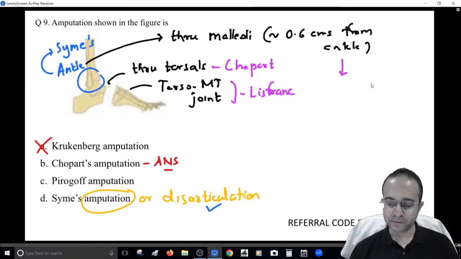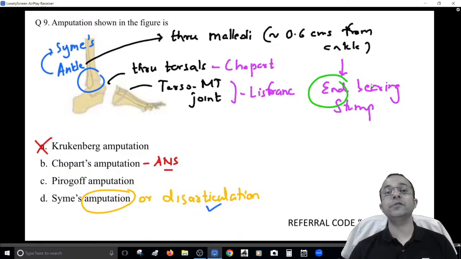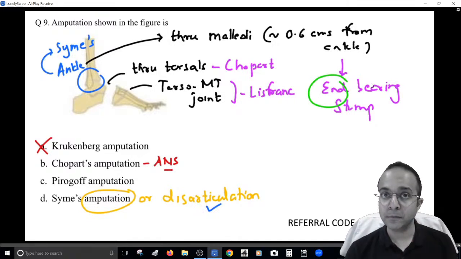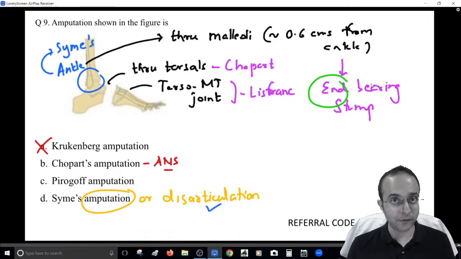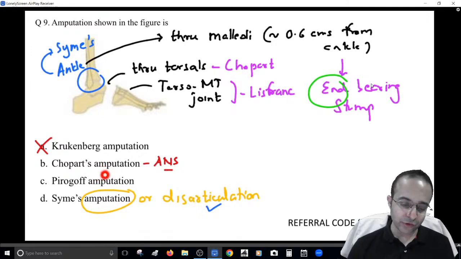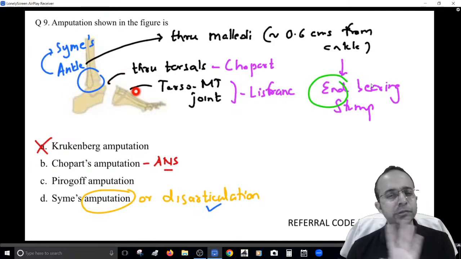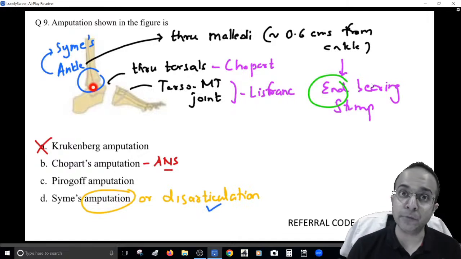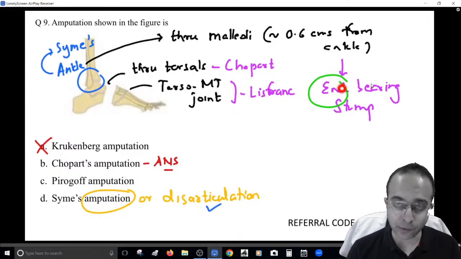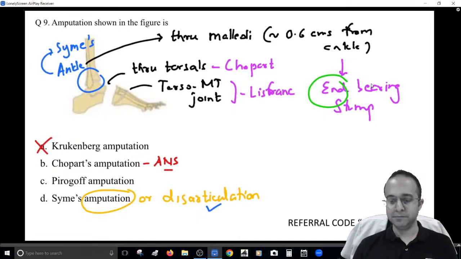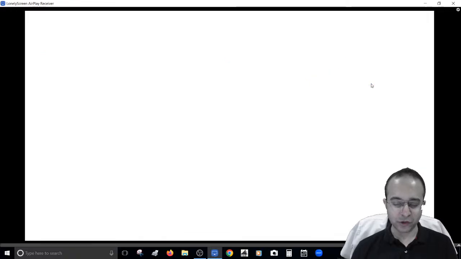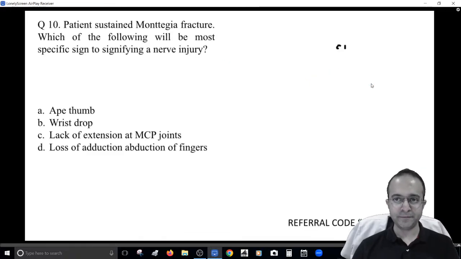Syme's is an amputation that gives you an end-bearing stump. End-bearing means weight-bearing. So this is an amputation over which someone can straight away bear weight. Now, although in amputation the idea is bone preservation, that you would do these amputations and preserve more bone rather than going through the ankle, many surgeons negate other amputations. They straight away go with Syme's at times, explaining to the patient these advantages like the end-bearing stump. So please be very clear with this amputation. Okay, a lot of questions trouble you from this area.